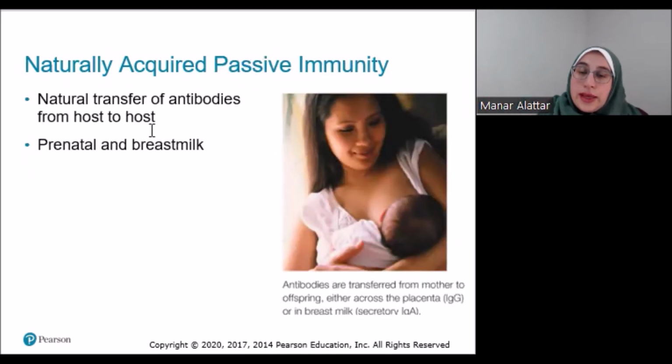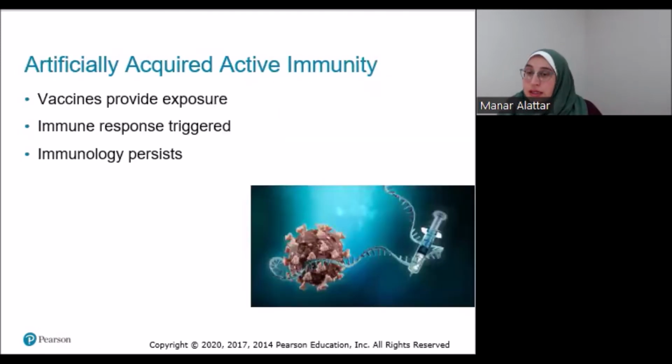And so, as children, we can receive antibodies from our mother, either prenatally or via breast milk. That allows babies to gather the immunity they need as their immune system is still developing. There are also mechanisms for artificially acquiring immunity, and the primary mechanism is vaccines.